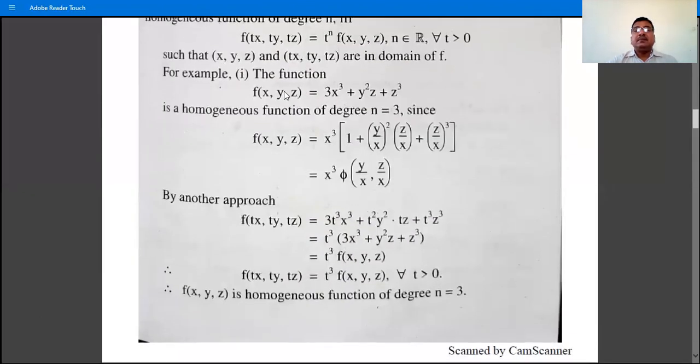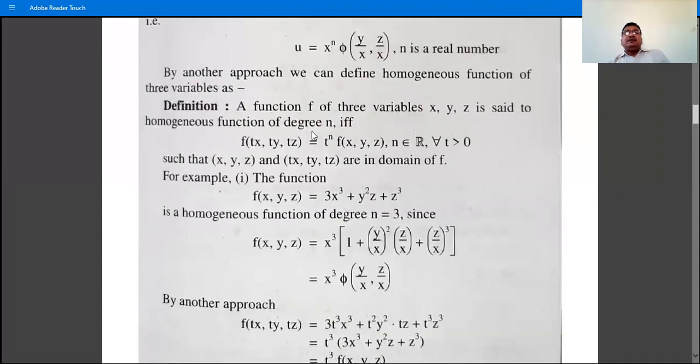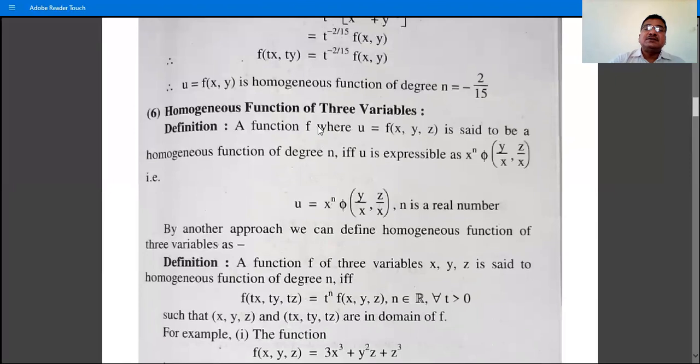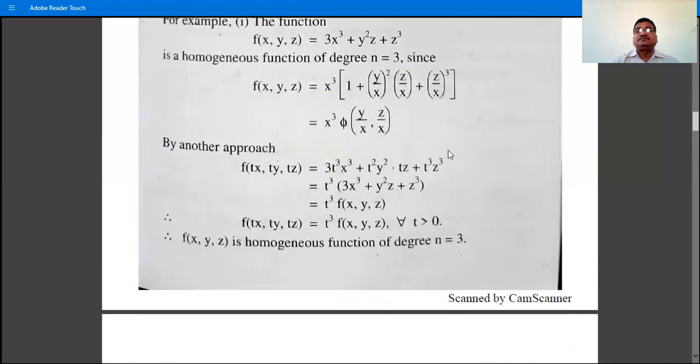We can also give the definition of the homogeneous function of 3 variables as: f(x,y,z) is called a homogeneous function of degree n in x, y, z if the addition of powers of x, y, z in each term is equal to n.